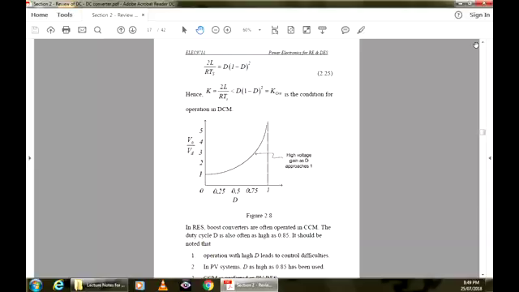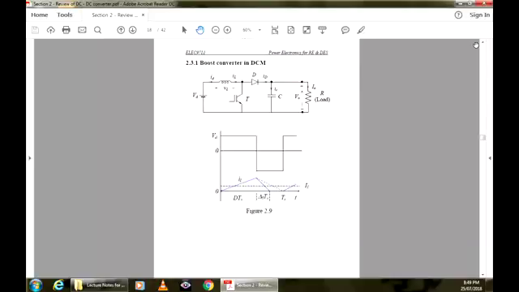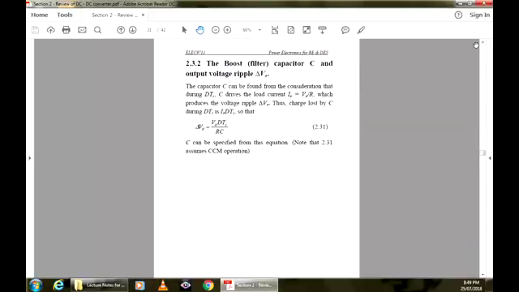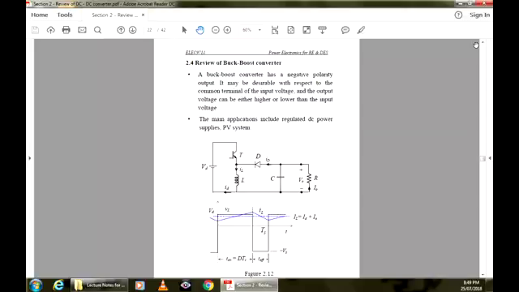And next time we meet, we'll cover the other circuits, which are the buck boost converter circuit and the other circuit.